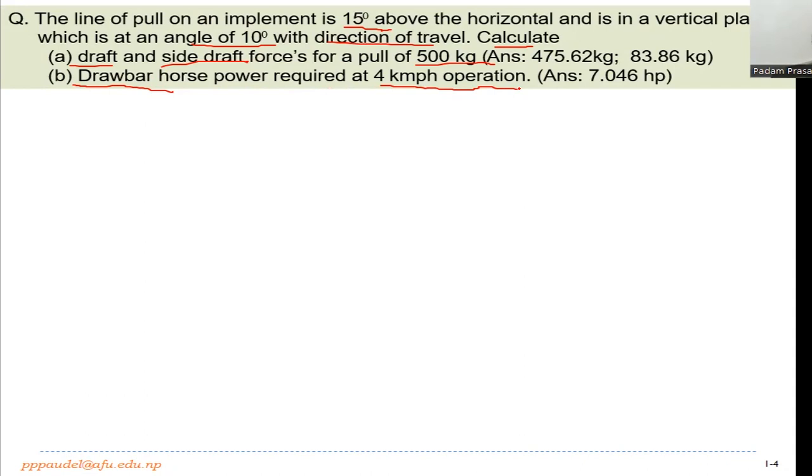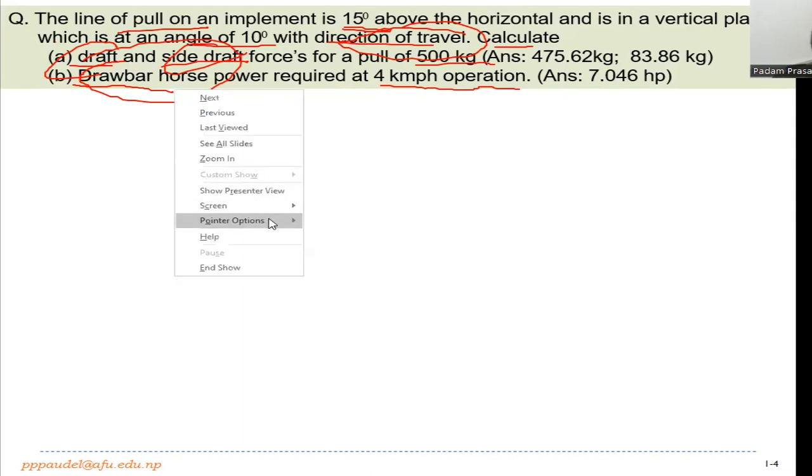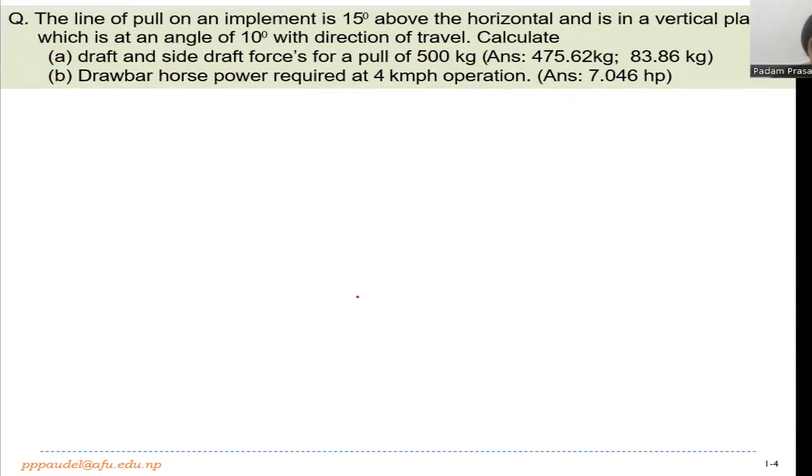Okay, before solving this numerical problem, we should know about the different terms like the line of pull and this angle meaning, then the direction of travel, draft, side draft, and the drawbar horsepower. After knowing these terms, only then can we solve this problem effectively and understand this problem practically.